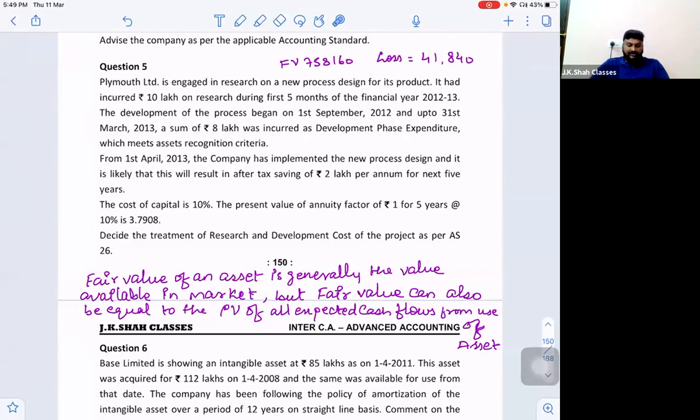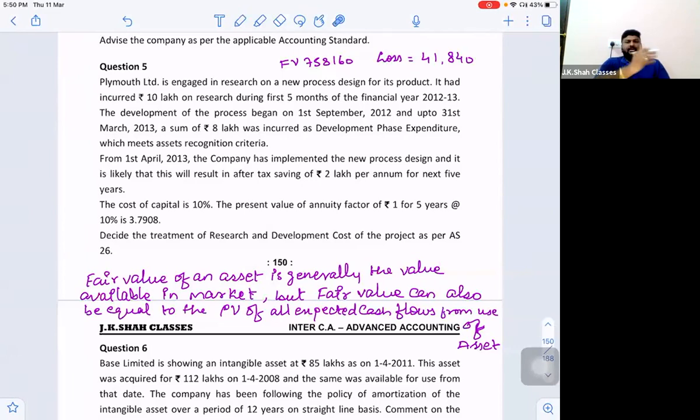See, even I have written a statement over here and I'm expecting others to copy this statement. What the statement says: fair value of an asset is generally the value available in market, but fair value can also be equal to the present value of all expected cash flows from the use of asset. So when you use asset, you will have cash flows with you, and present value of all those cash flows can also be treated as the fair value of the asset.